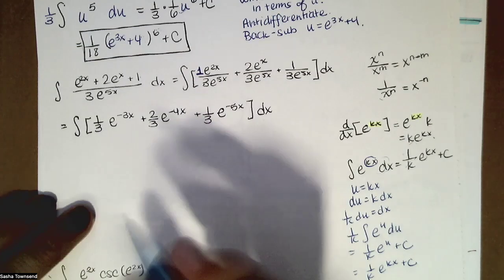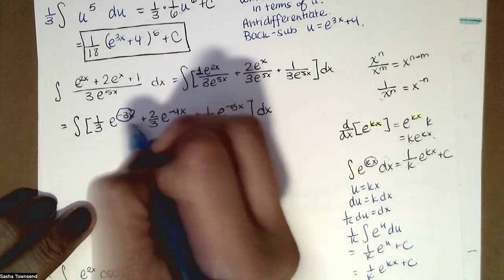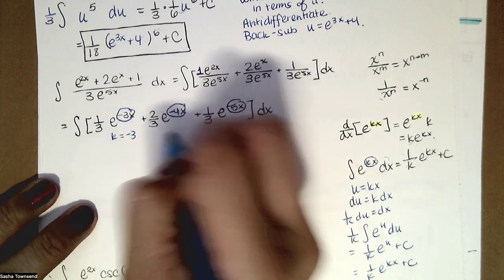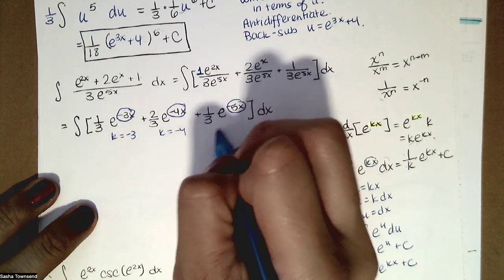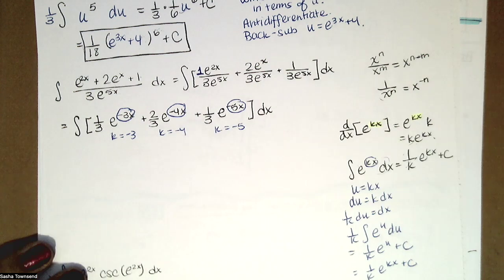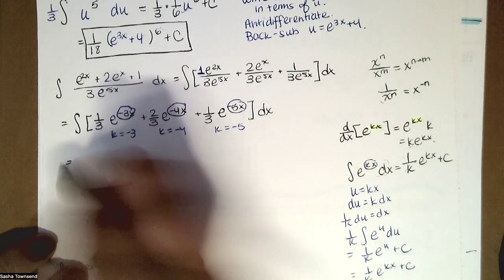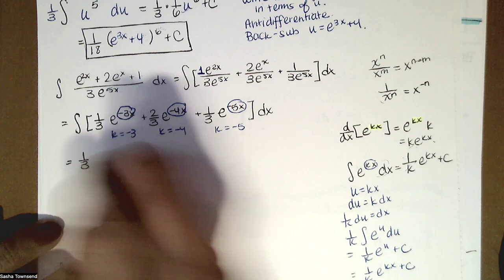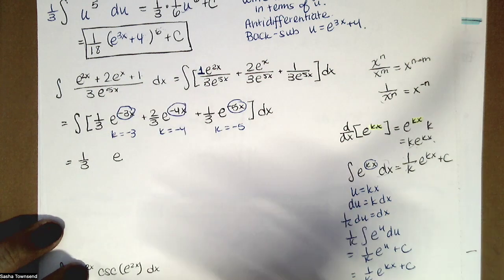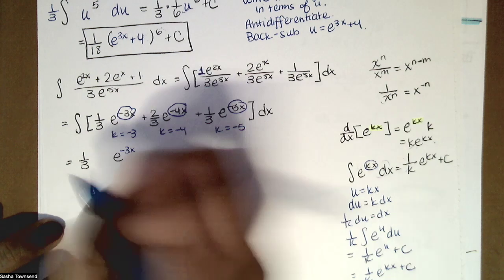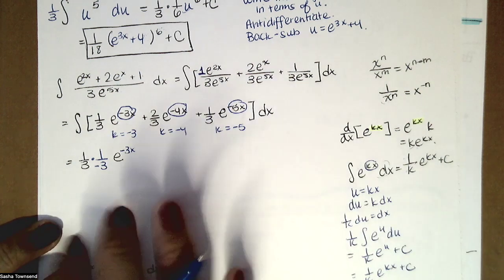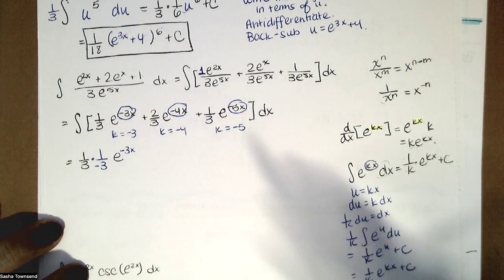So with that in mind, I notice I've got a kx there, a kx there, and a kx there. So k is -3, k is equal to -4, k is equal to -5, and we've got these coefficients out front. So when we take the antiderivative of this 1/3 times e to the kx, we're going to have 1/3 times e to the kx, and then we'll divide by k. So we're going to divide by a negative 3, which is the same as multiplying by -1/3.